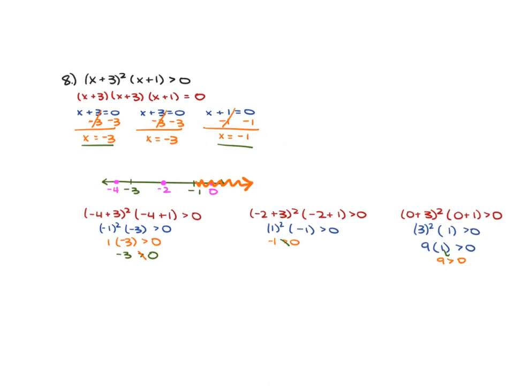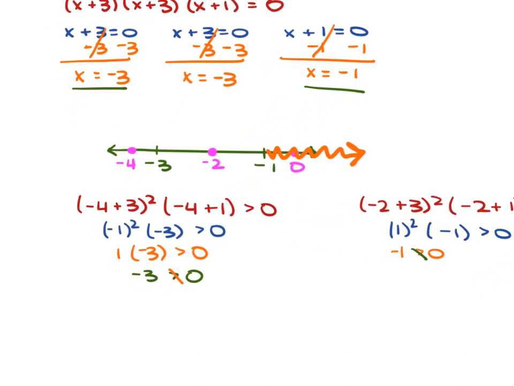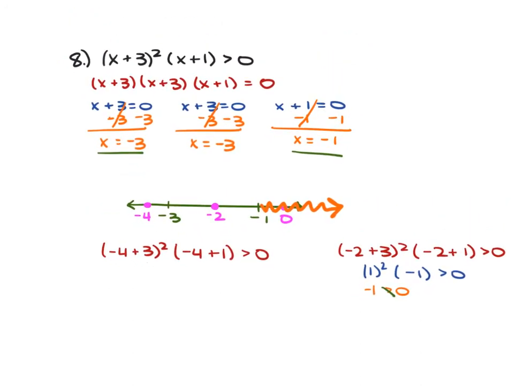Let's try this negative 4 again. I'm just going to check my answer by redoing this to see if that was correct. So negative 4 plus 3 squared times negative 4 plus 1 is greater than 0. Okay, negative 4 plus 3 is negative 1 squared. Negative 4 plus 1 is negative 3. The negative 1 squared is 1 times negative 3 is greater than 0. So that's negative 3 is greater than 0, and that one is not true.